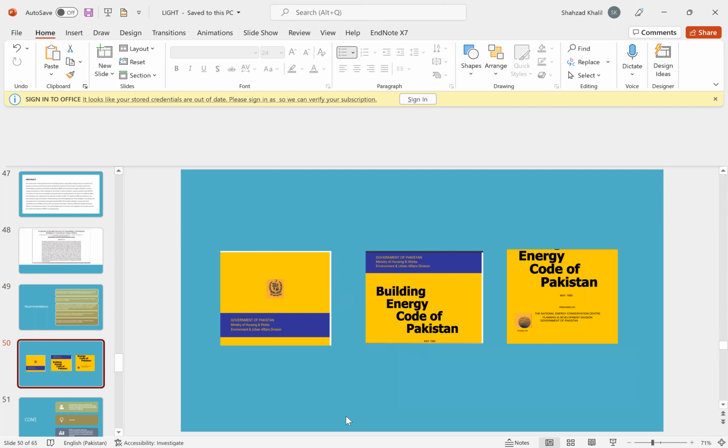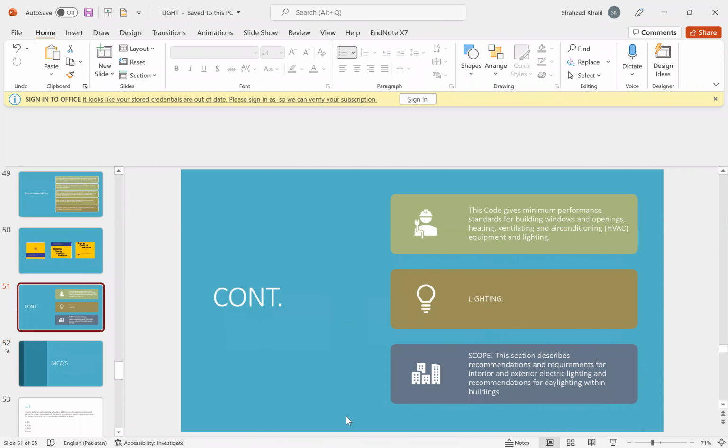There is a brochure from the Government of Pakistan Ministry of Housing and Works, the Building Energy Code of Pakistan. This code gives minimum performance standards for building windows and openings, heating, ventilating, and air conditioning, equipment, and lighting. One of the elements in this is lighting. The scope of this section describes recommendations and requirements for interior and exterior electric lighting and recommendations for daylighting within buildings. It is a booklet which has all the information in it.